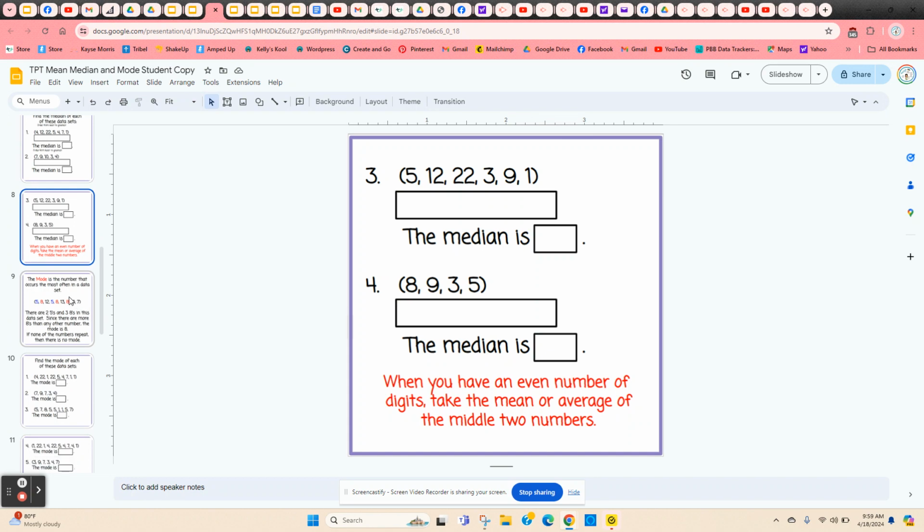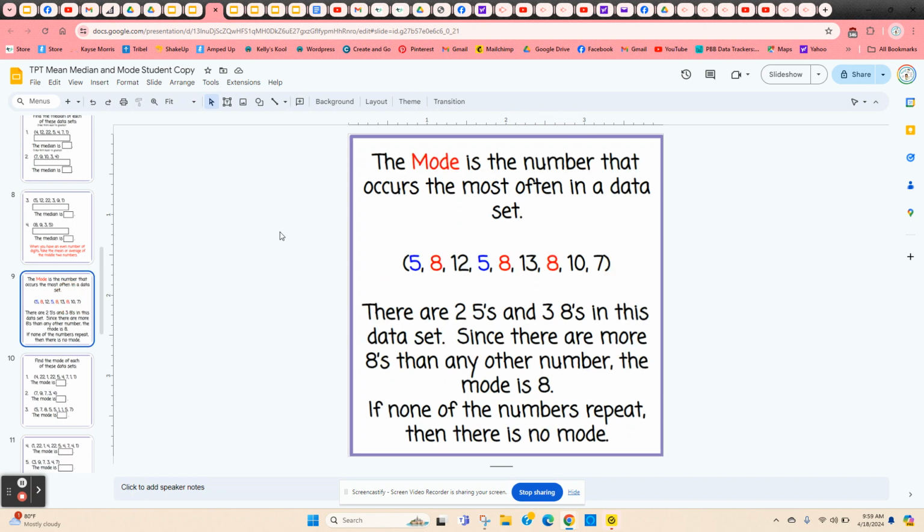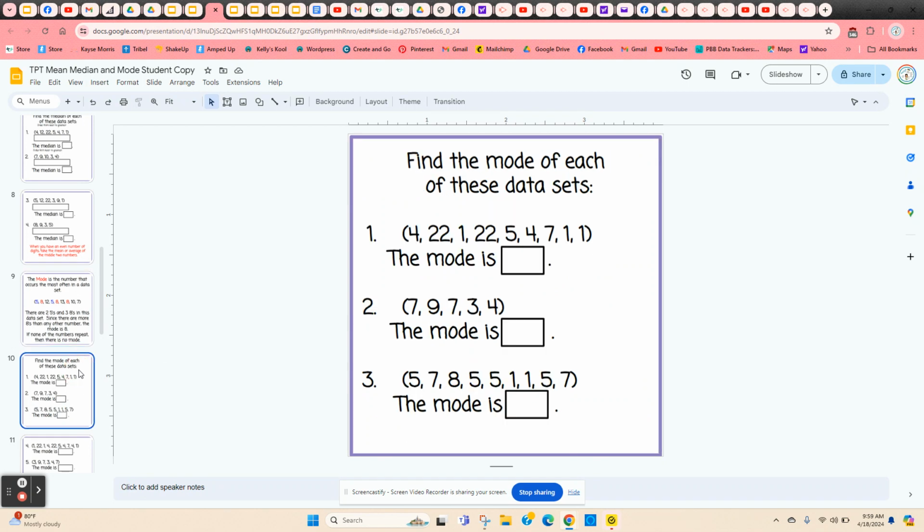The mode is the number we see the most often in a data set. So here you can see it's color-coded. There are 3 8s. There are 2 5s. So 8 would be our mode. We see 8 more than any other number. So slide 10, students are going to be typing in the mode in each data set.